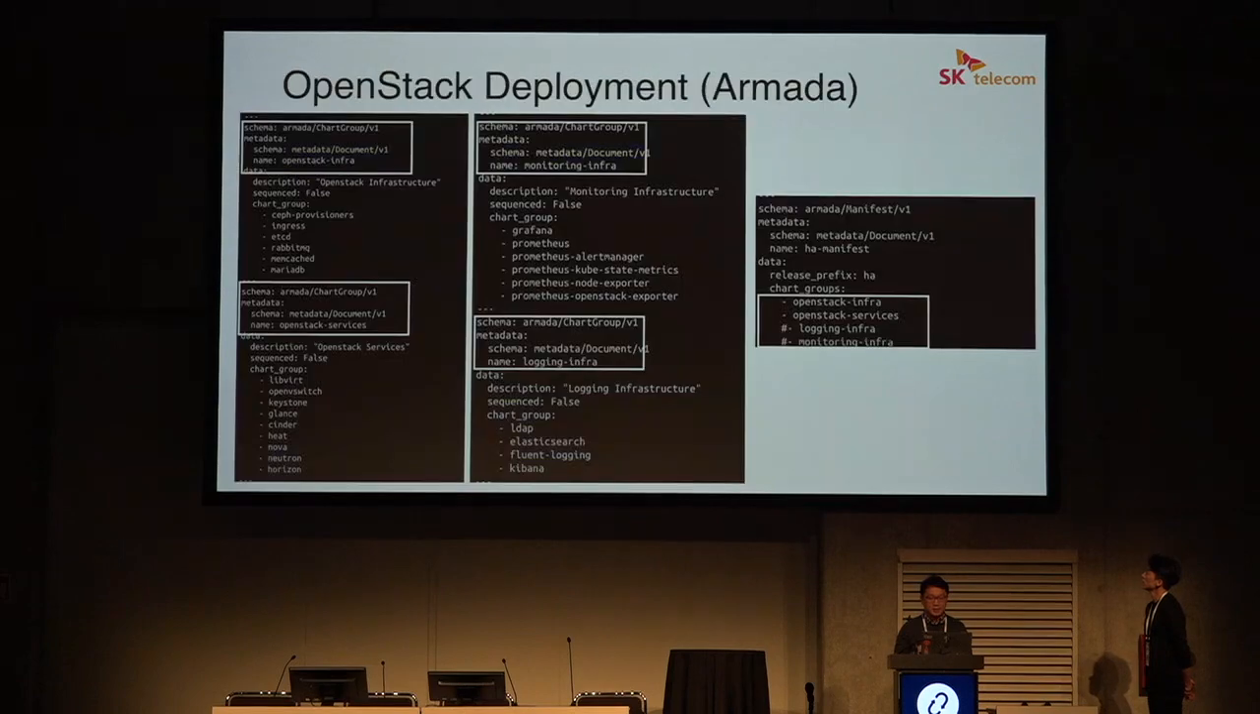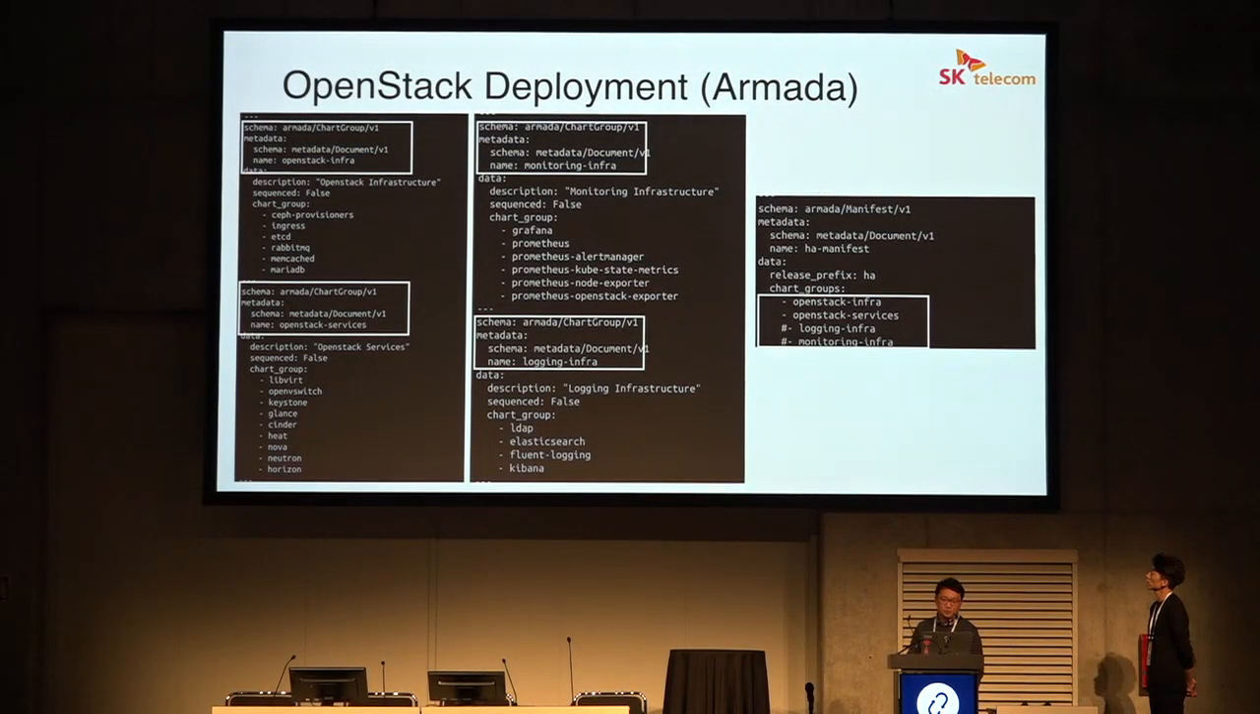it's very beneficial for us to do Kubernetes deployment. If you look at this, this is the chart group. When you do the OpenStack deployment, you define four chart groups in our actual Armada manifest. The first one is OpenStack infra, which includes MariaDB and RabbitMQ and those system components to run OpenStack. The second one is OpenStack service. This includes all the OpenStack services, including libvirt and OVS and Keystone, Glance and Cinder, whatever you need for OpenStack. The third one is the monitoring infra, which includes Prometheus and Grafana. And the last one is logging infra, which includes EFK, Elasticsearch, Fluent Bit, and Kibana, and LDAP. So we have those four different chart groups, and when you deploy your infrastructure, you can select which group you want to deploy.